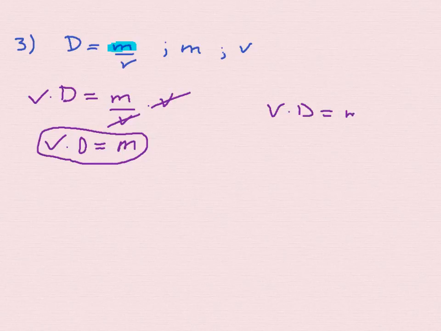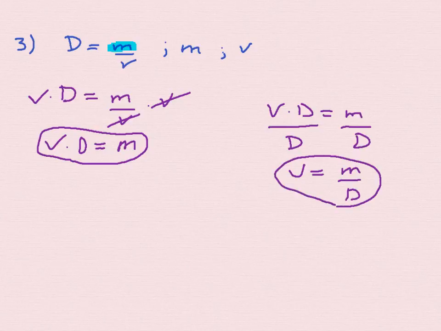So I want to solve for the volume. I'm going to divide by what's beside, which is density. The opposite of multiplying is to divide. So the volume will be found by taking the mass and dividing it by the density. And that's a new equation, starting from the original equation which is giving you the density is equal to the mass over the volume.